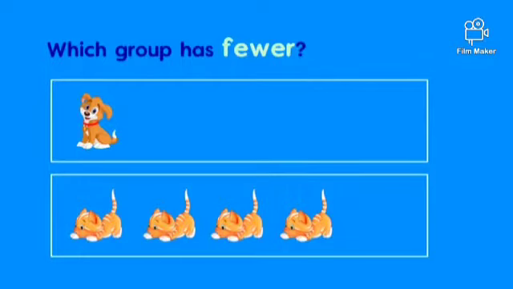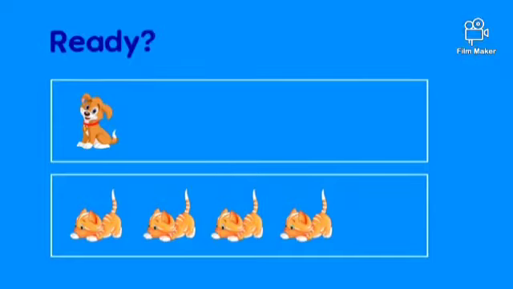You are doing great. Now, in first picture, 1 dog is there and in second picture, 4 dogs are there. Now tell me which group has lesser dogs. Ready? Give me the answer. Very good. First group has only 1 dog, less objects. Great job.